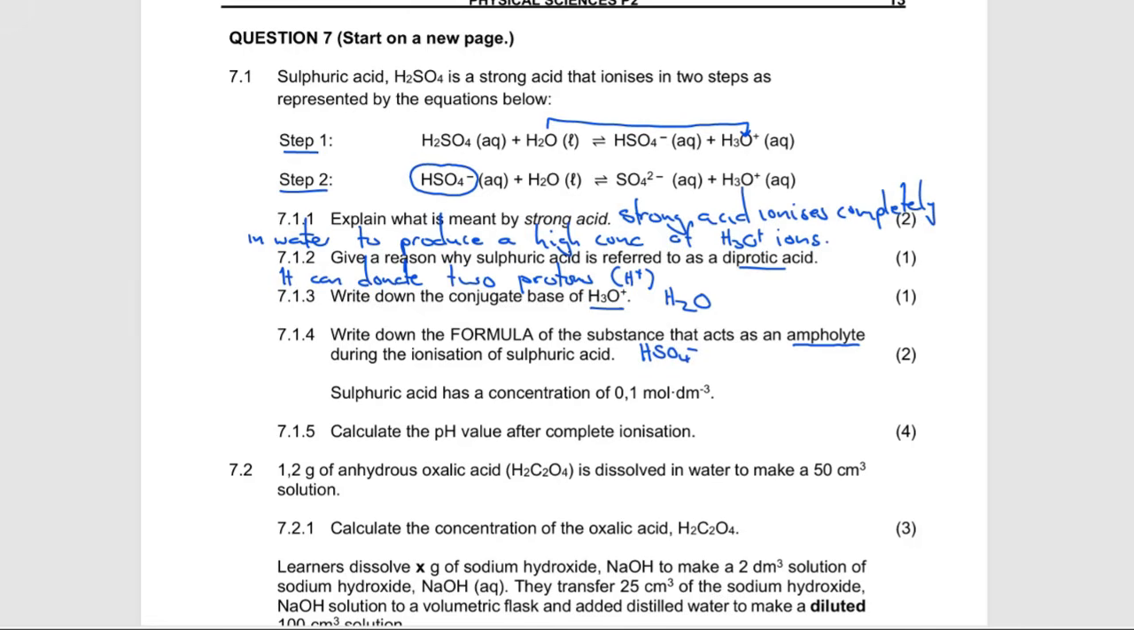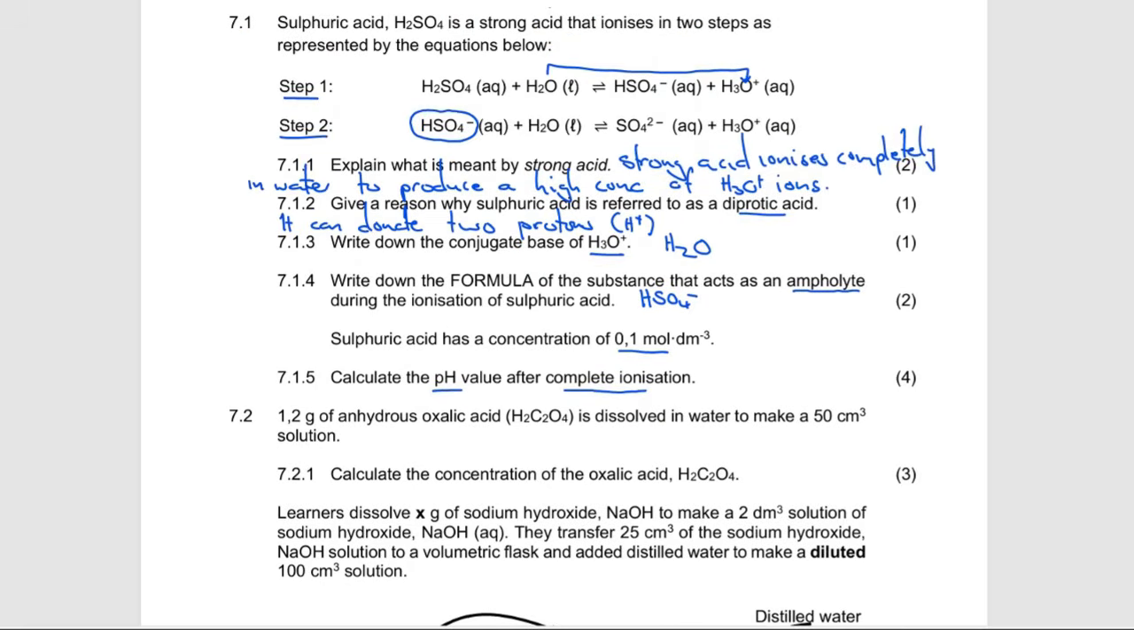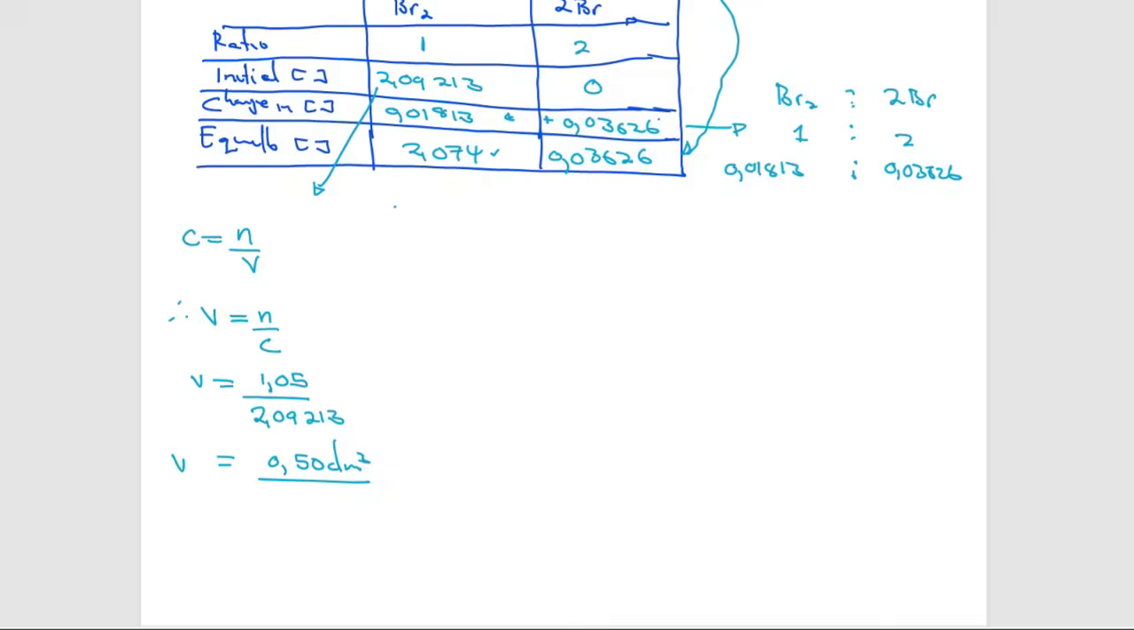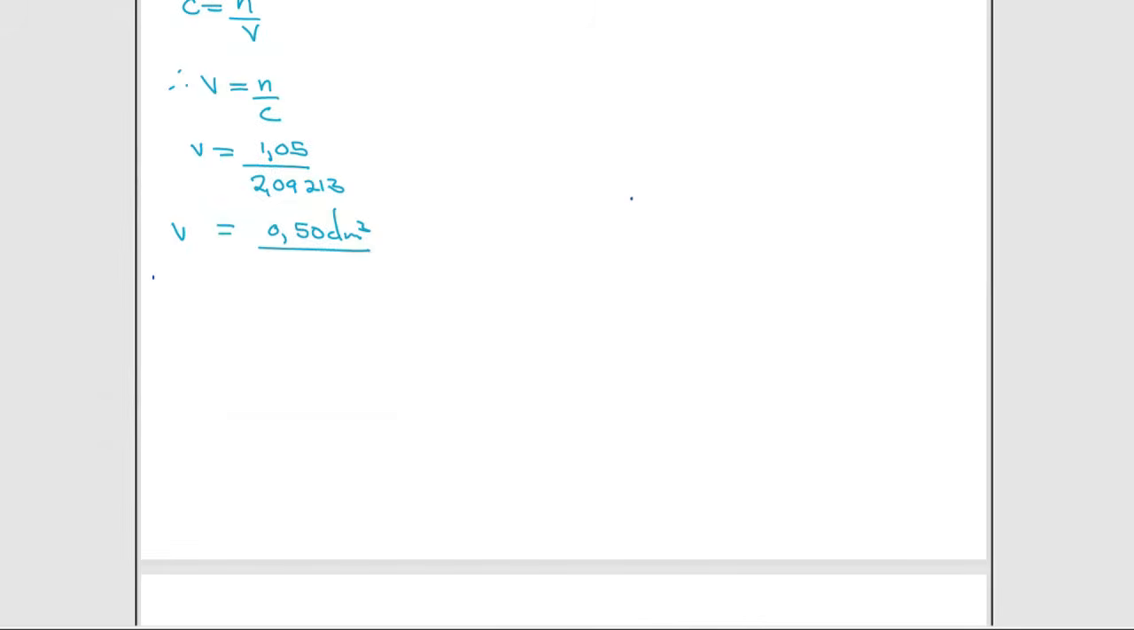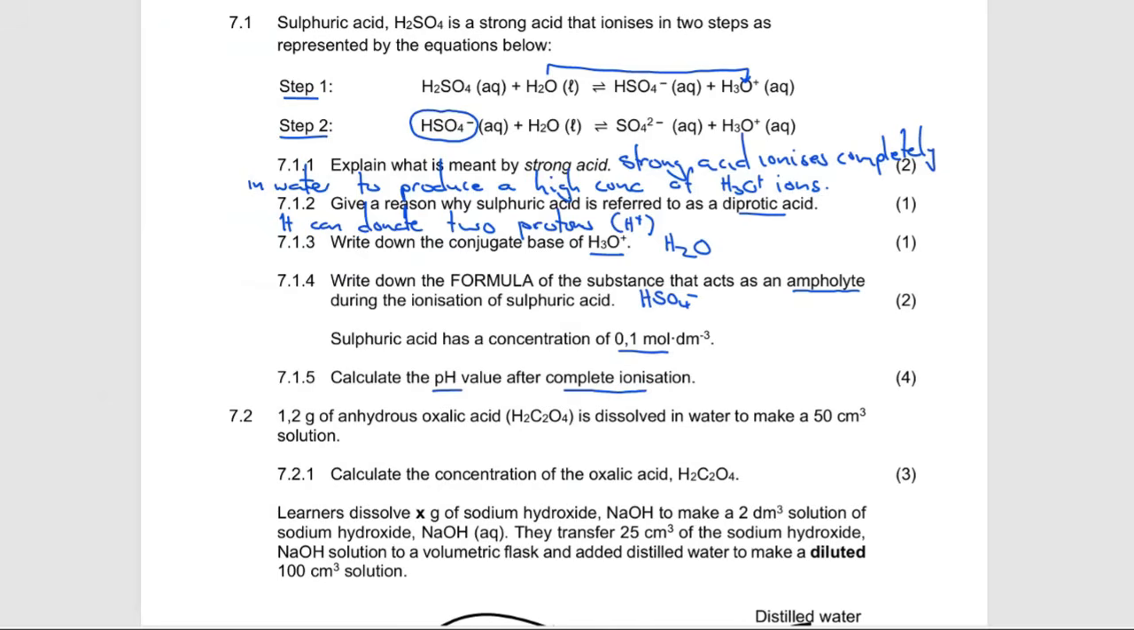Then to proceed, they're saying sulfuric acid has a concentration of this. So we're given the concentration of the sulfuric acid, then we're asked to calculate the pH value for the complete ionization, right? So allow me to use that other page again. So now we're going to proceed and underline that one there. We're asked to calculate the pH value after complete ionization, right? So now we're given that concentration of 0.1, right?